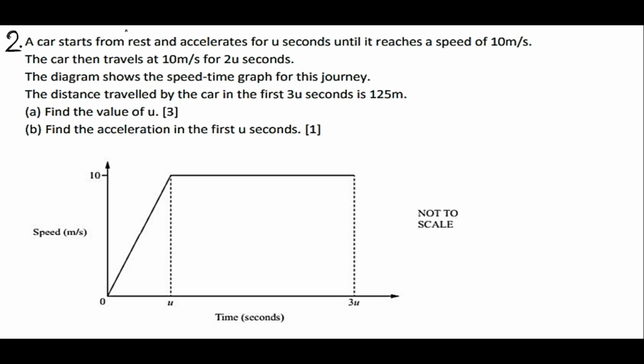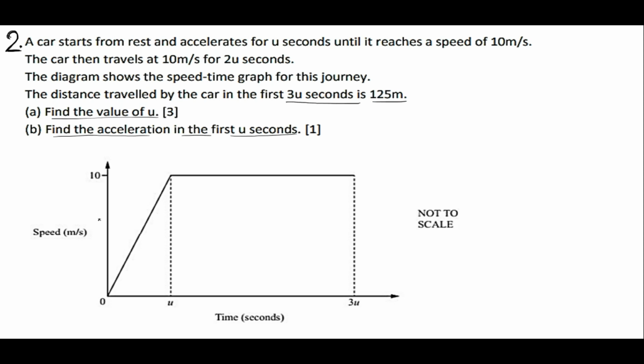Question 2. A car starts from rest and accelerates for u seconds until it reaches a speed of 10 meters per second. The car then travels at 10 meters per second for 2u seconds. The diagram shows the speed time graph for this journey. The distance traveled by the car in the first 3u seconds is 125 meters. Find the value of u. And you have to find the acceleration in the first u seconds.